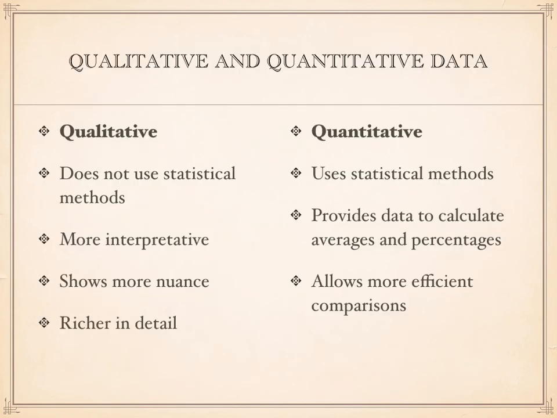Basically, we have two kinds of major data sets. We have qualitative and quantitative. And so qualitative is when you interview people openly and you let them say things in their own words, or maybe you observe them out in the world as they engage in their activities. And so you're not using statistical methods, and it's a lot more interpretive. It's rich, it's nuanced, it's detailed. People are allowed to use their own ways of explaining things.